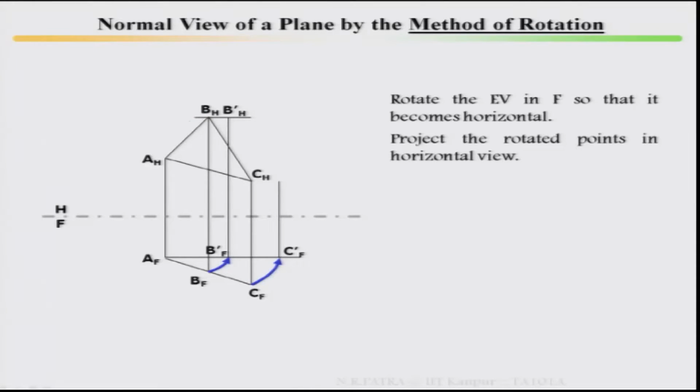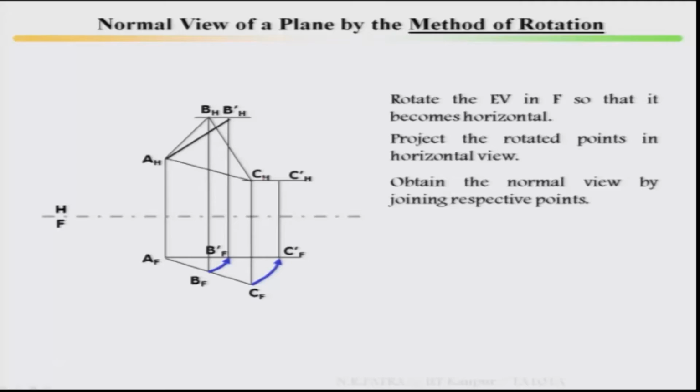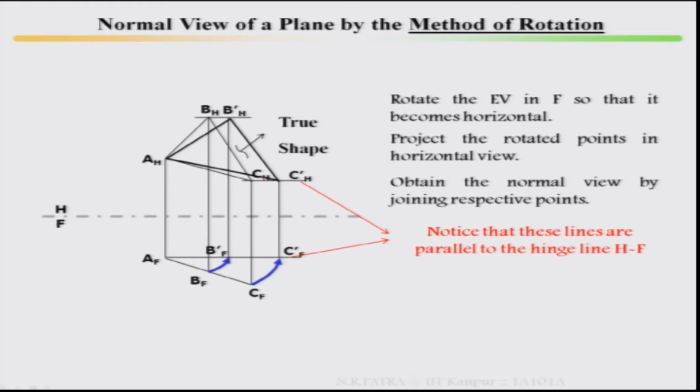As I said, in the method of rotations the distance is not going to change. The distance from here to here is not going to change, so draw a line here, then project it back. Similarly, every coordinate will be there and the distance will not change, but the position will change. Then mark these points and join them. With respect to A the edge view has been rotated, so that means A is stationary. So, your ABC is the true shape of the plane. These lines are parallel to your hinge line of the horizontal and frontal planes.